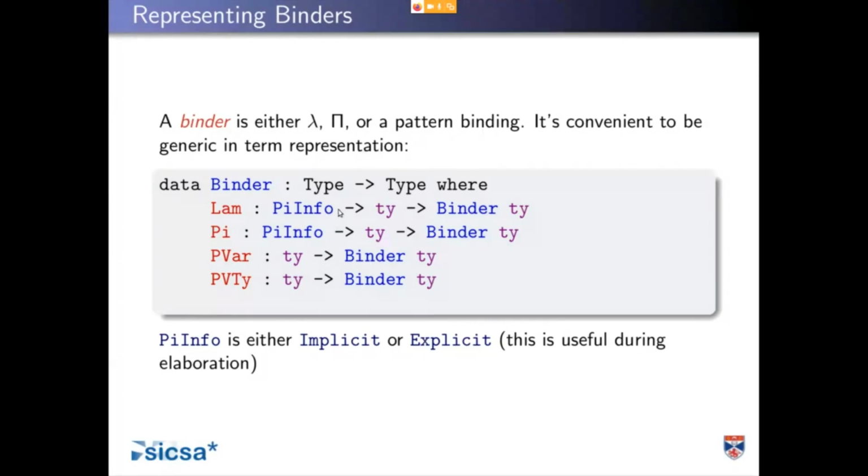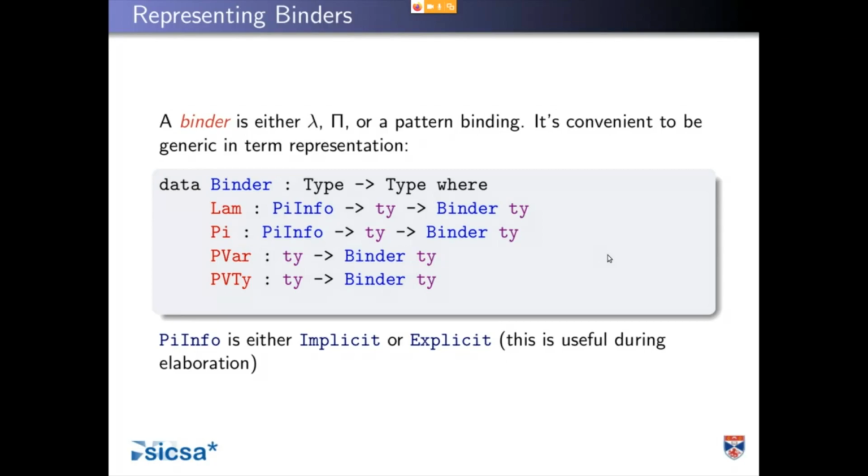But so it just says whether it's implicit or explicit here. And then the type, this is the type of the binder. So we're parameterized over the type of the binder. And that means whatever representation I choose for terms, I can use the same representation of binders. So it's convenient to be generic in the term representation.